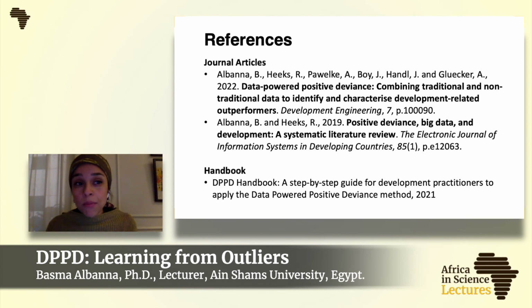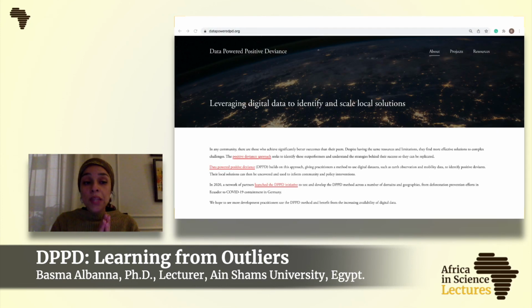There's also an extremely useful guide that you can use, which is the DPPD Handbook, a step-by-step guide for development practitioners to apply the data-powered positive deviance method. I provided the link in the presentation, and you can look it up on the website, datapowered-pd.org. On this website, you will find information on all the pilot projects that were part of this initiative, and in the resources tab, you will find direct links to all the resources and references that I used.